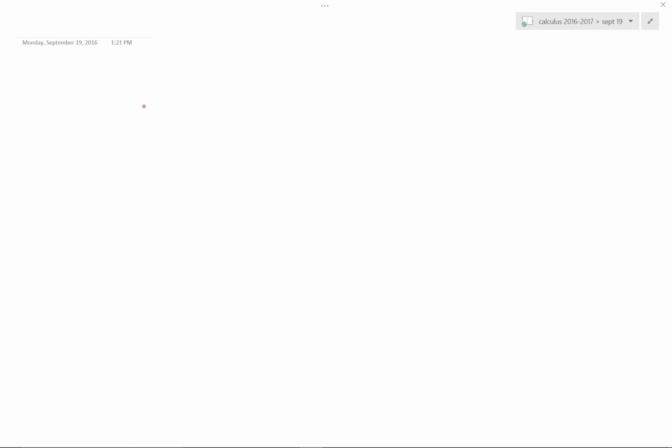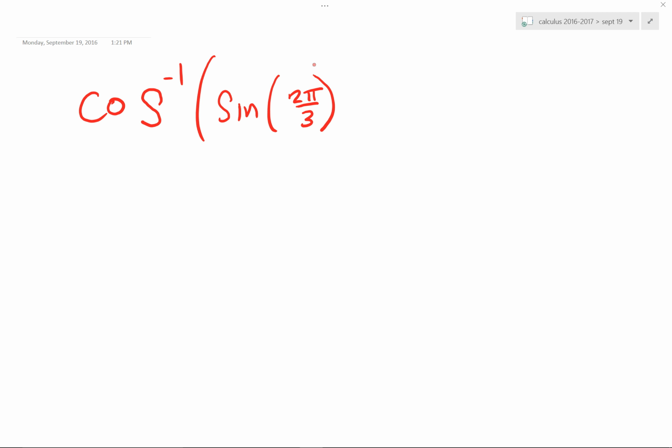Now, let's do one that we know the answer to. What is the inverse cosine of the sine of 2 pi over 3? I like this one. 2 pi over 3, pi over 3. What kind of angle are we talking about? Pi over 3. What angle measurement is that in degrees?